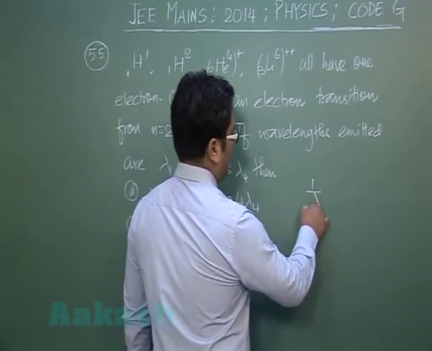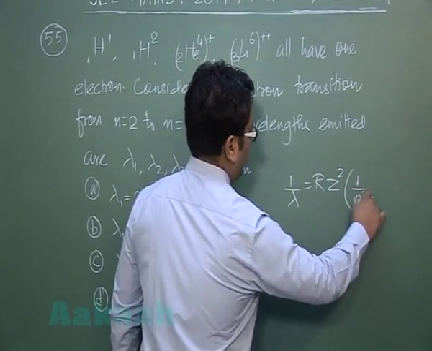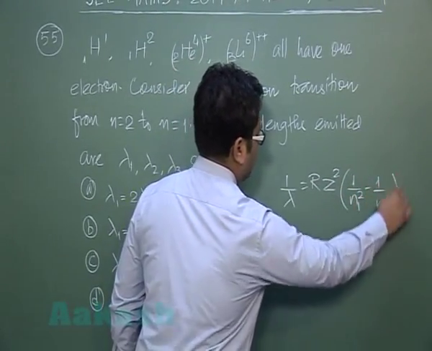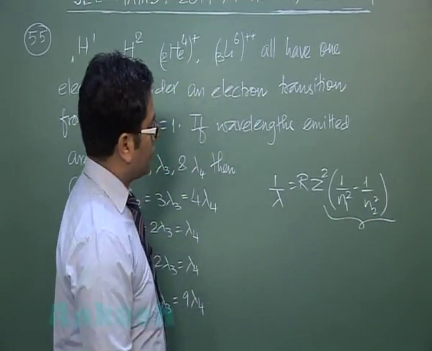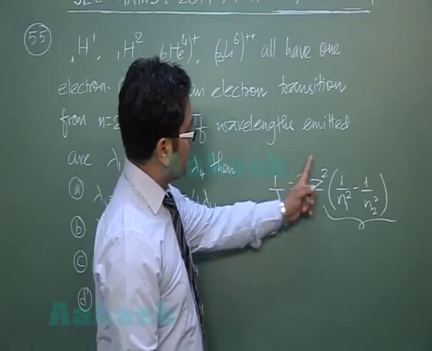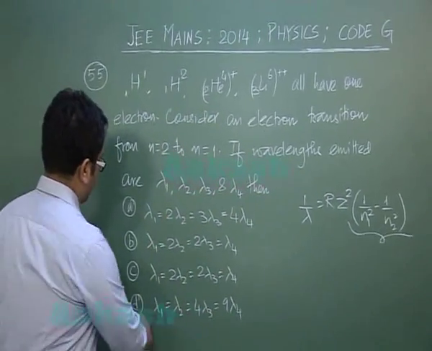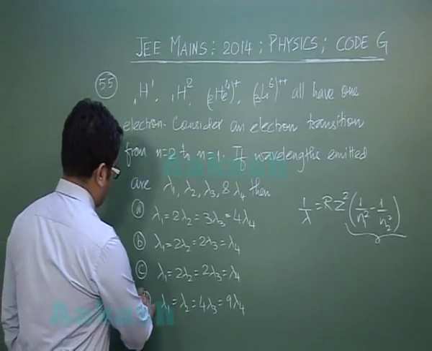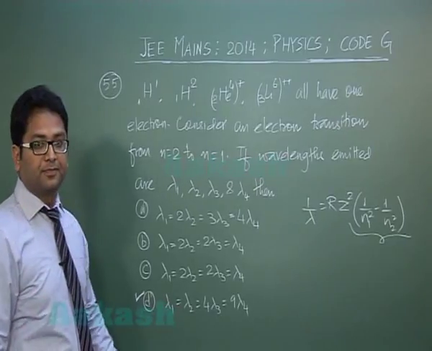Quite obviously, 1 by lambda is R Z square into (1 by n1 square minus 1 by n2 square). This thing is the same for all. So you could see that wavelength has an inverse relation with Z square, and Z for all are given. So a straightforward relation, that would go to option number D.